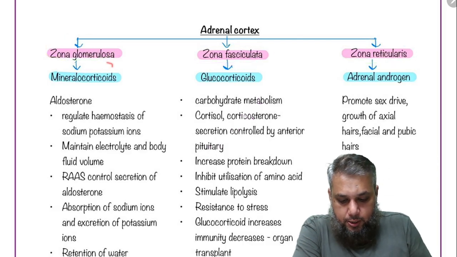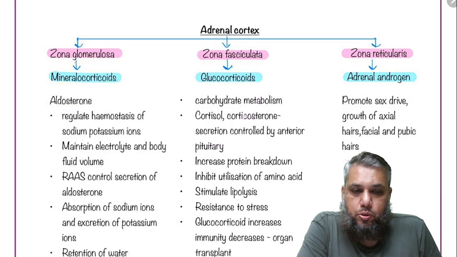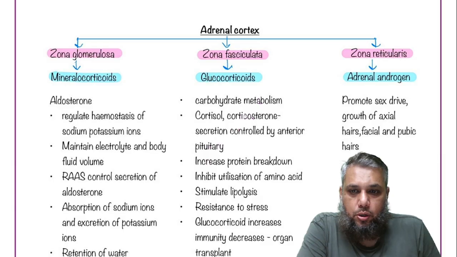Zona glomerulosa releases mineralocorticoids. The main mineralocorticoid is aldosterone. And as you have studied aldosterone in excretion and osmoregulation, aldosterone is a part of the renin-angiotensin-aldosterone system. It acts on the distal convoluted tubule and helps in the reabsorption of sodium ions.